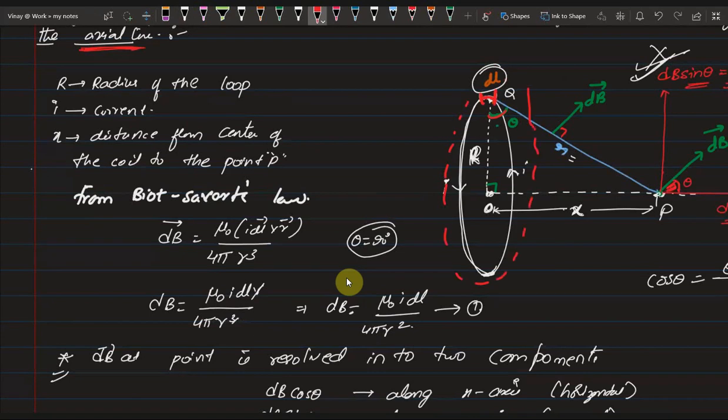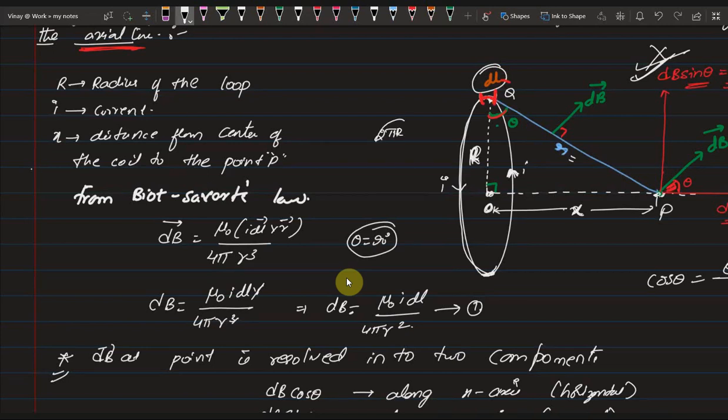What is the total length? If you integrate dl, you will get the total length. Can you tell me what the total length is? Circumference, right? That is nothing but 2 pi r.